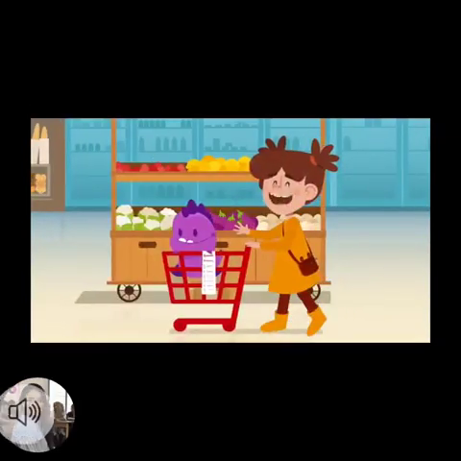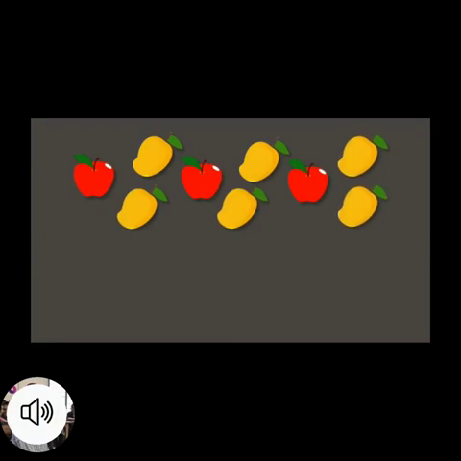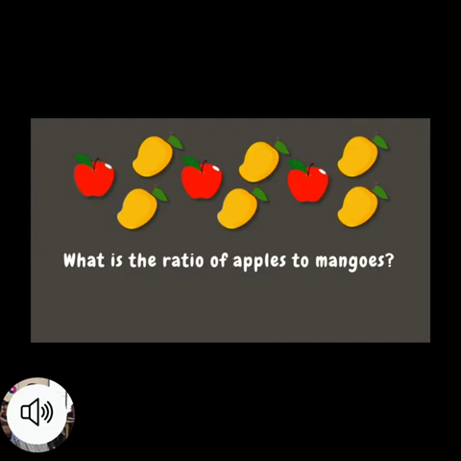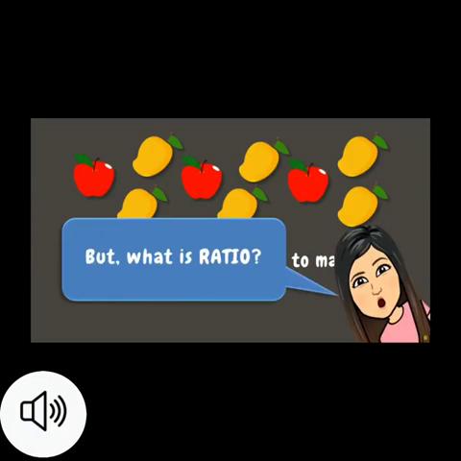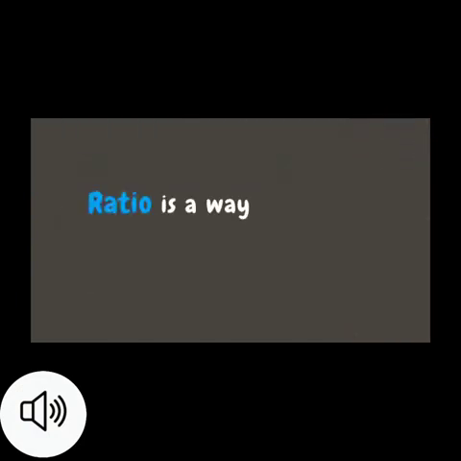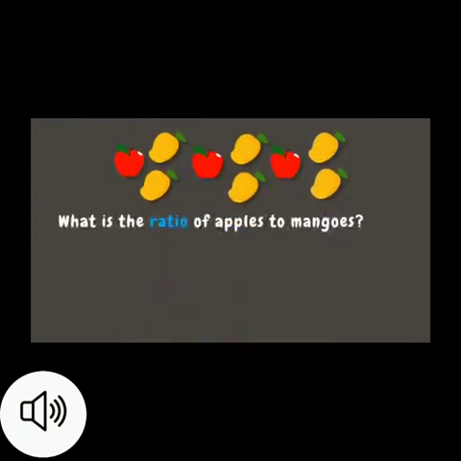Anna is going to purchase apples and mangoes for her milkshake. 3 apples and 6 mangoes. What is the ratio of apples to mangoes? But what is ratio? Ratio is the way of comparing two or more quantities. Here we are asked to find the ratio, or compare the quantity of apples to mangoes.